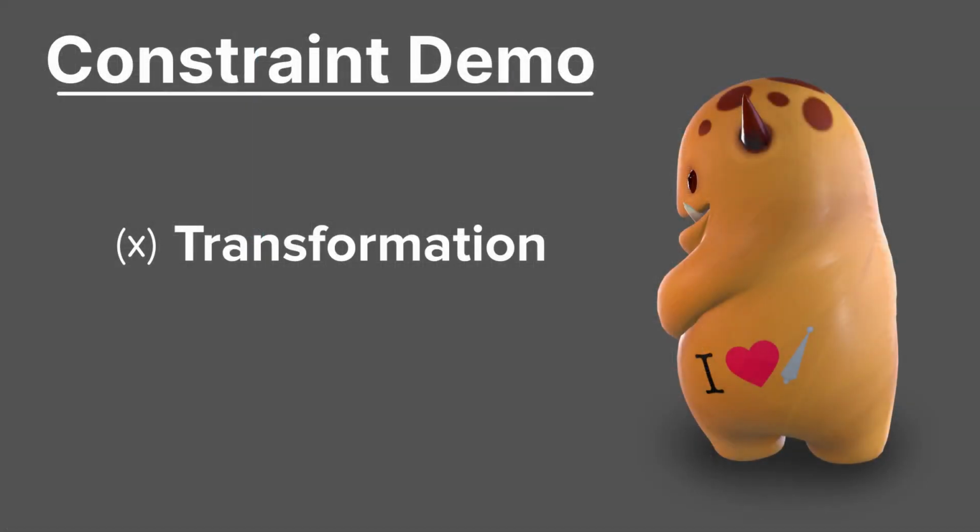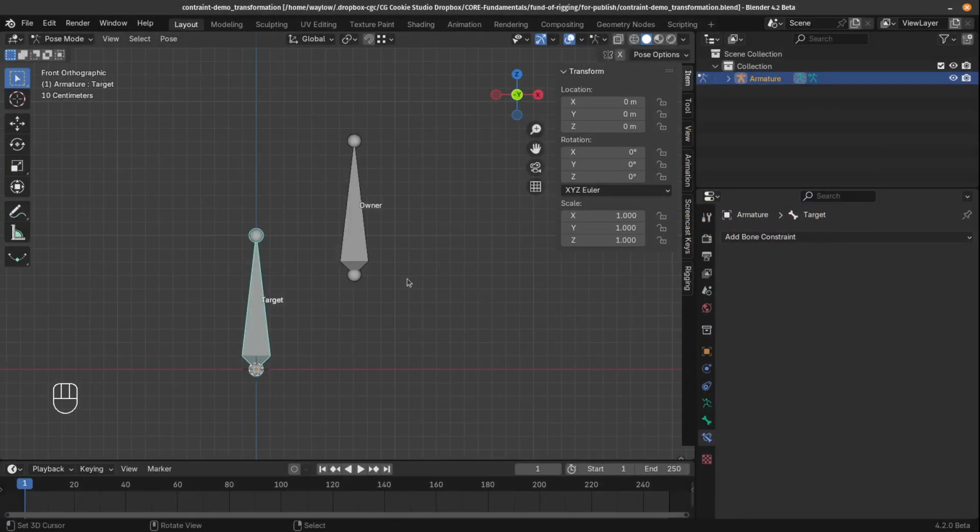The transformation constraint is a super handy one that you might find yourself using in many different situations. Your mind is only really going to limit you in this instance, but it's basically where we can turn one thing and transform it into another. So for example, we can take a translation of our target and turn it into a rotation on our owner. Or vice versa, we can take a rotation and turn it into a translation.